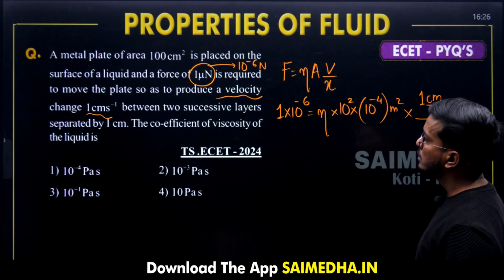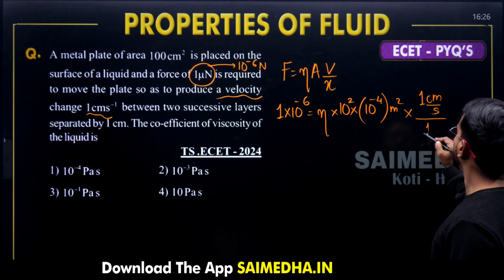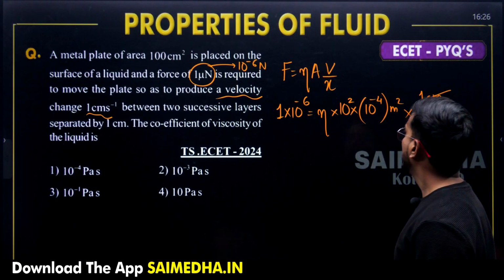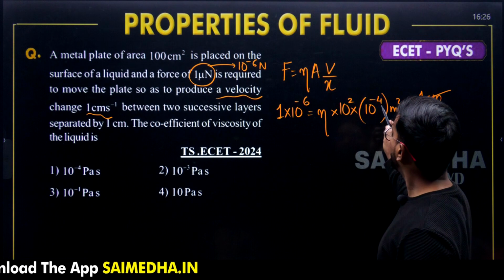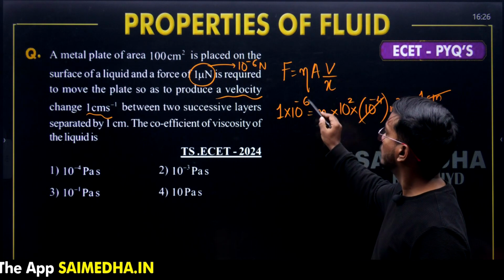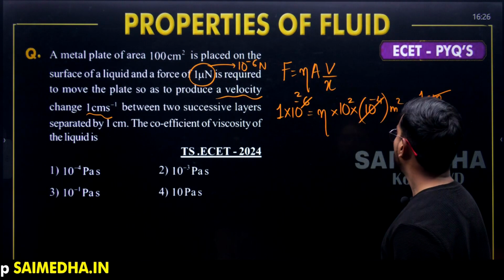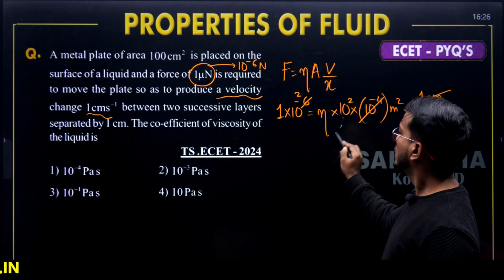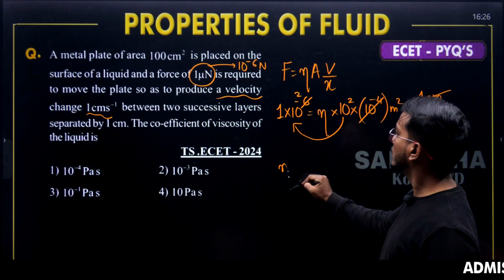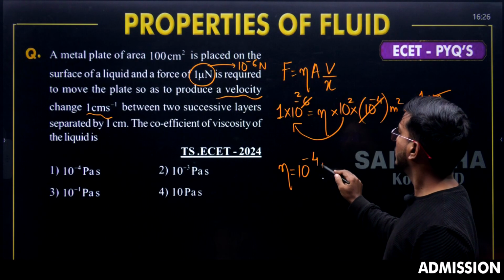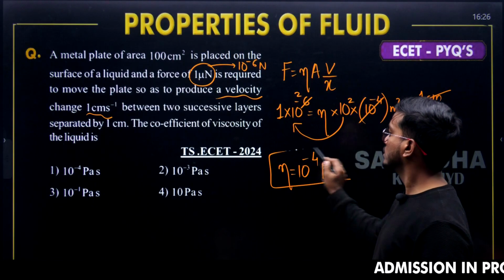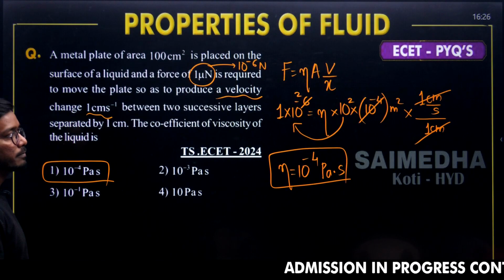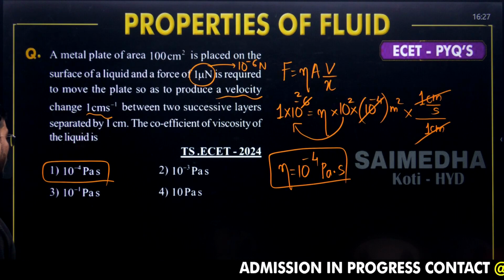Divided by x, the separation between the layers, which is 1 centimeter. So here centimeter gets cancelled. Now 10 to the power of minus 6, 10 to the power of minus 4, here 10 to the power of minus 2. This 10 to the power of 2 is going to the left hand side, so it also becomes 10 to the power of minus 2. So this is going to become 10 to the power of minus 4 Pascal second. This is your answer: 10 to the power of minus 4 Pascal second. Go through it. Moving on to the next question.